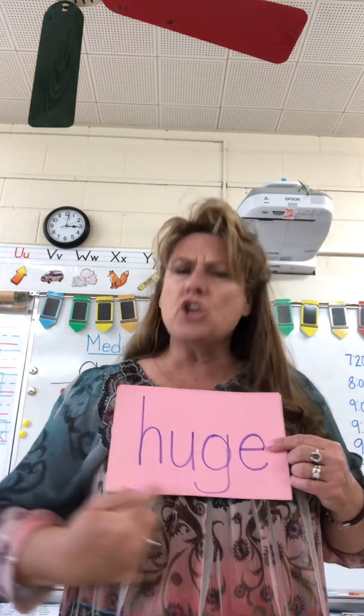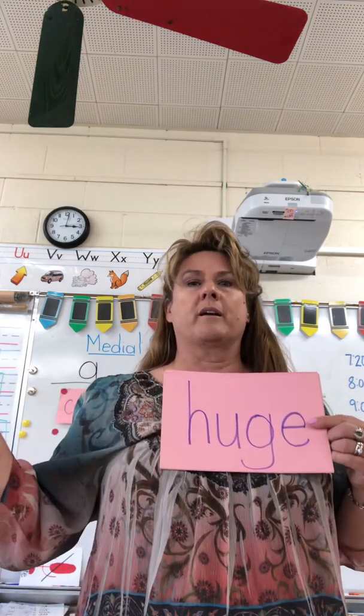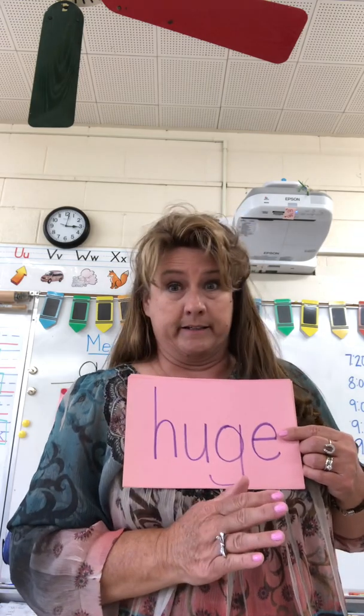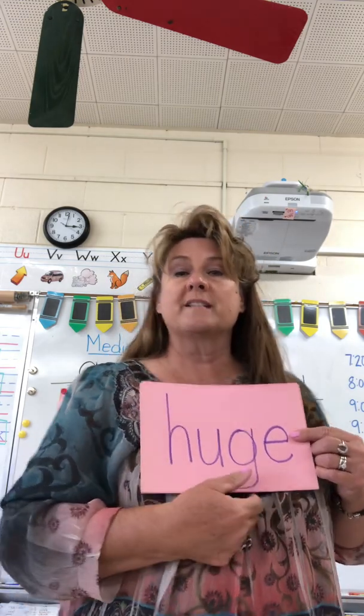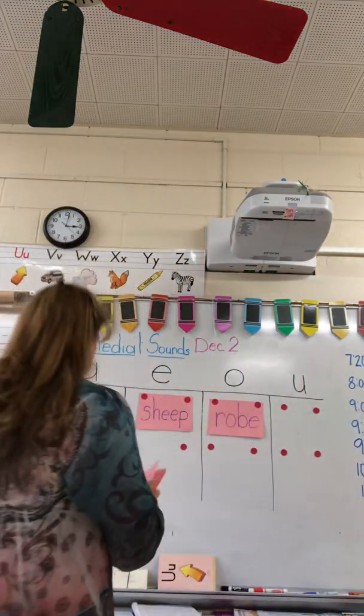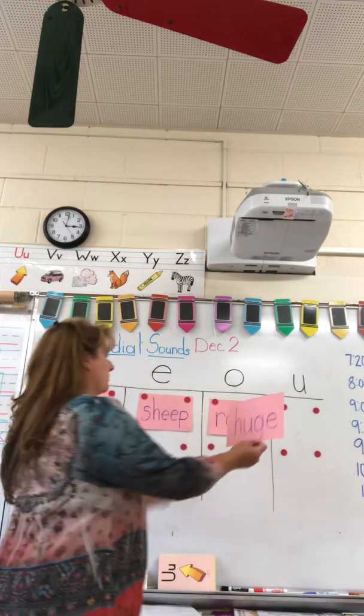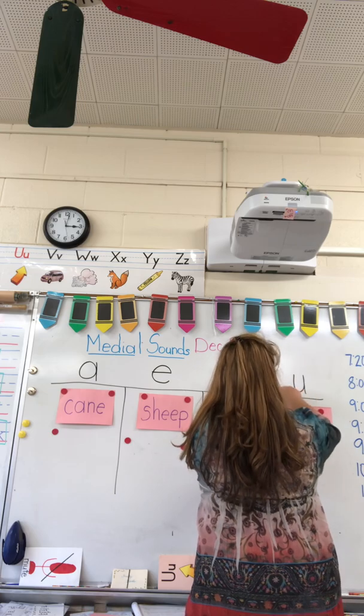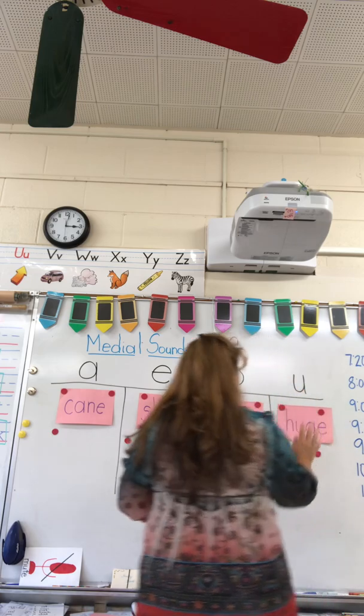Huge. Huge means really big. Well, H is the beginning sound, J is the ending sound, and U is the medial sound, the sound in the middle. So we're going to put this on the column for the words that have U as their medial sound.